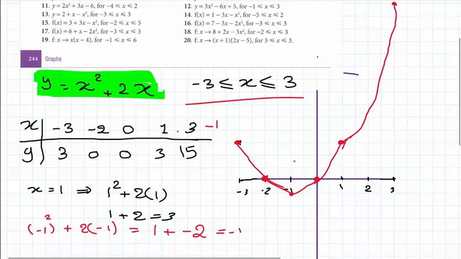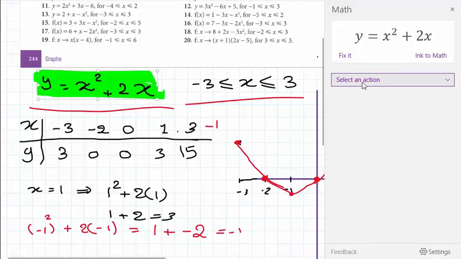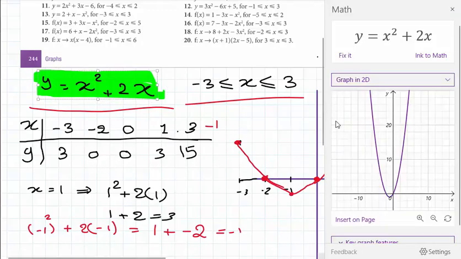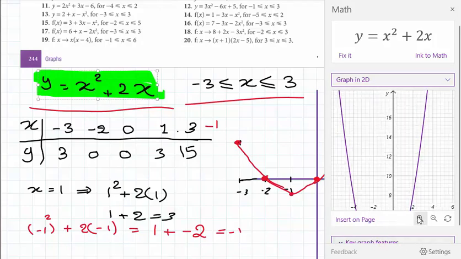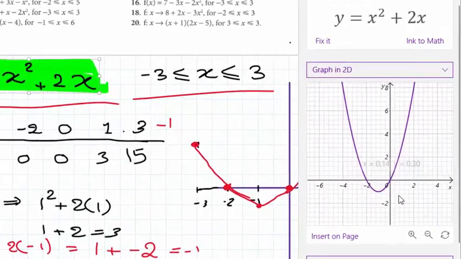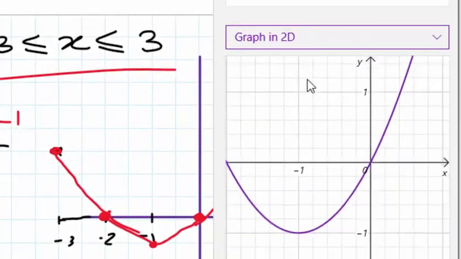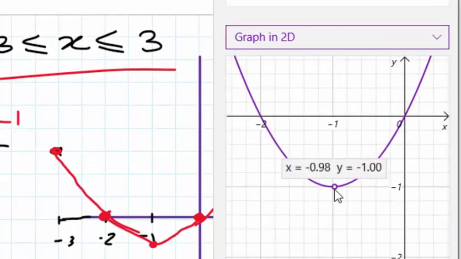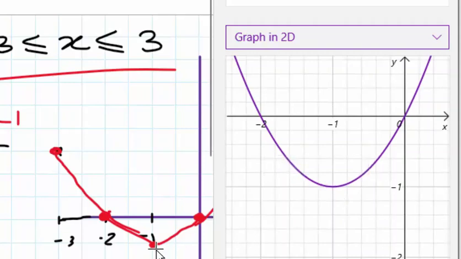The graph looks like this. If we draw the graph of this quadratic equation properly, you'll see the graph and how similar ours is. The graph is like this, and we did it between -3 and 3. As you see here, the bottom of the graph is -1, -1, as we have it here.